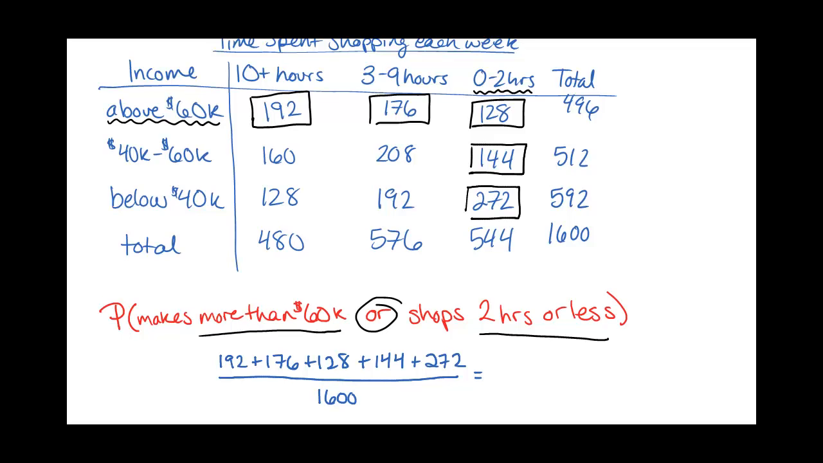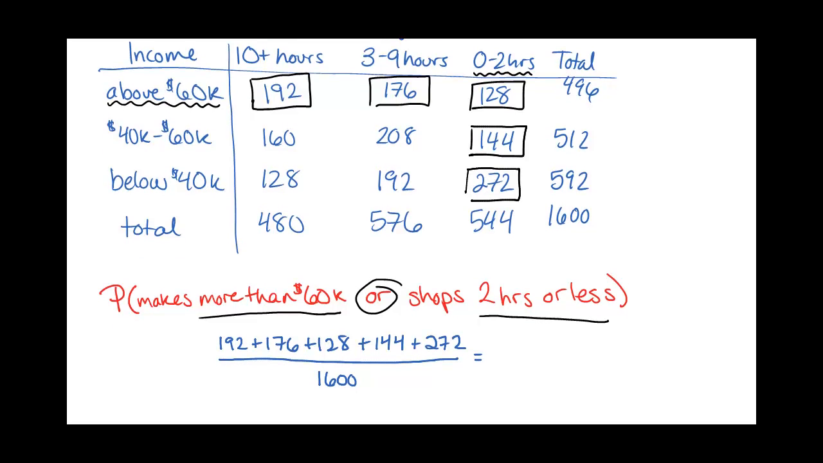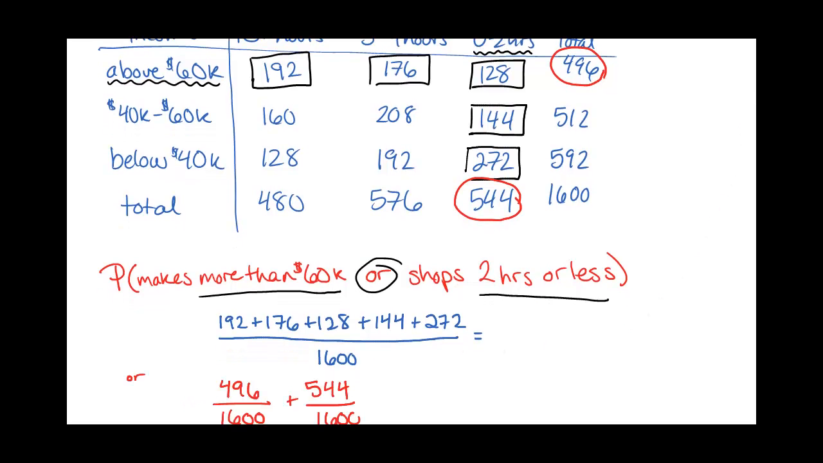There's another way to think of this as well. If we looked at these total columns, there were a total of 496 people who made 60,000 or more, and there were a total of 544 people who shopped 0 to 2 hours. So if we took each of those separately, we could have the probabilities of each of these separate events. And this would be the probability that the person makes more than 60,000, and then the probability that the person shops 2 hours or less separately.